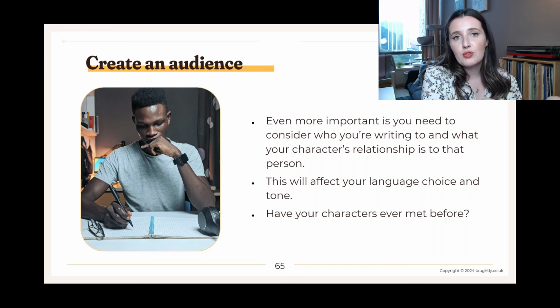Now, if Miss Salmon was writing a letter to the education board or to a politician, clearly that would be a lot more formal. But writing to her mother, who probably knows her better than anyone in the world, that relationship is really going to have an effect on our language choices.